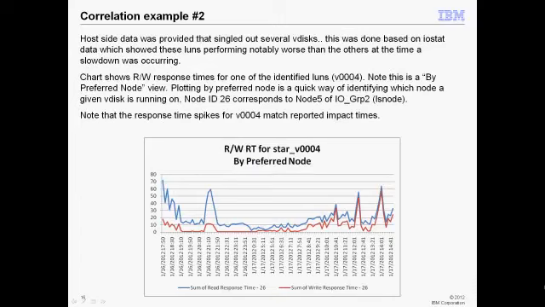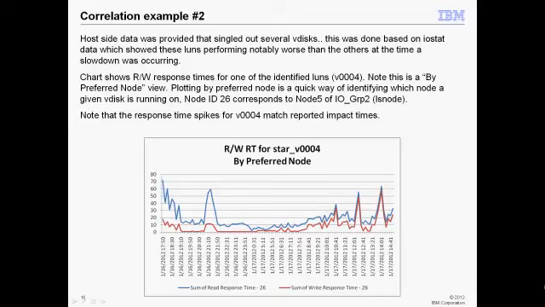Now I'll take you through another correlation example. In this case, the client provided host-side data that singled out several vDisks. This was done based on IOStat data, which showed that these LUNs were performing notably worse than others at the time of the reported slowdown.